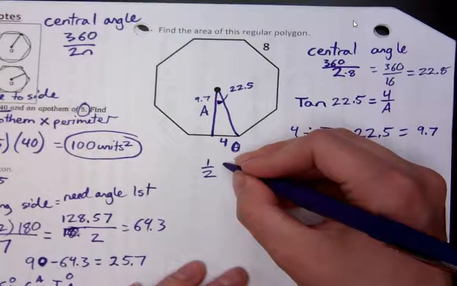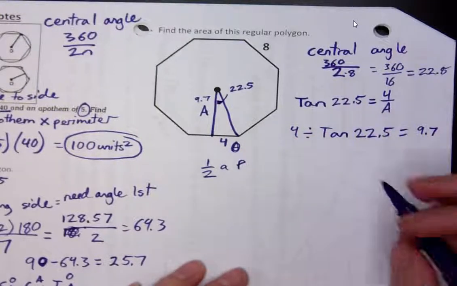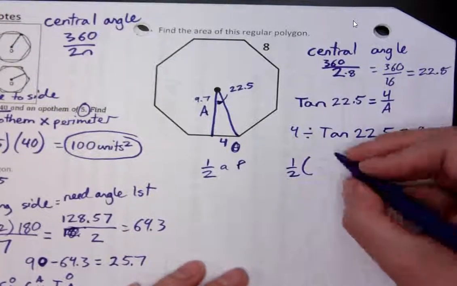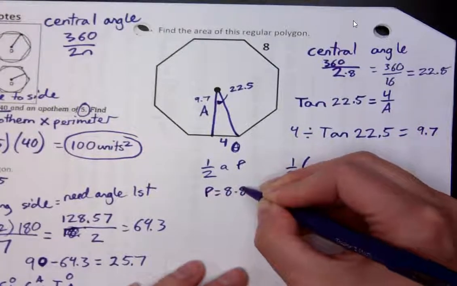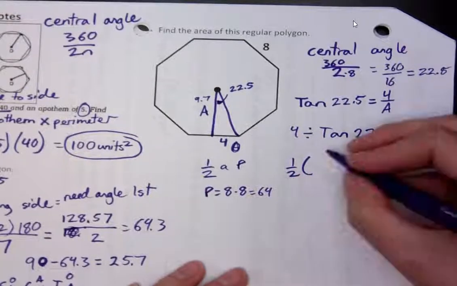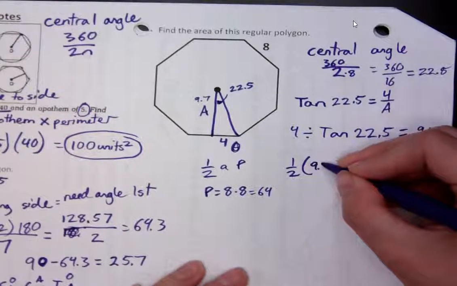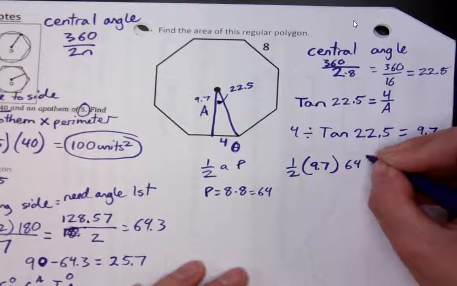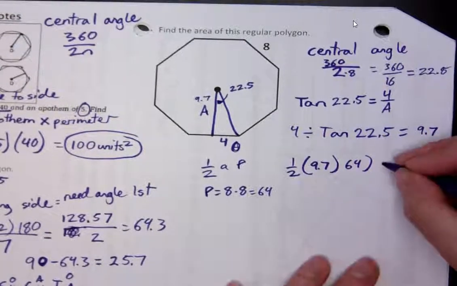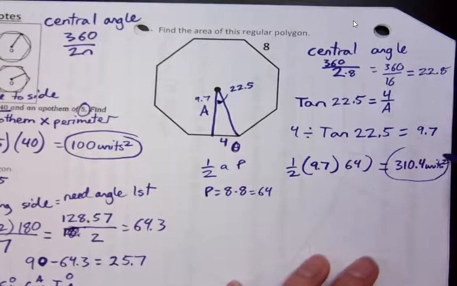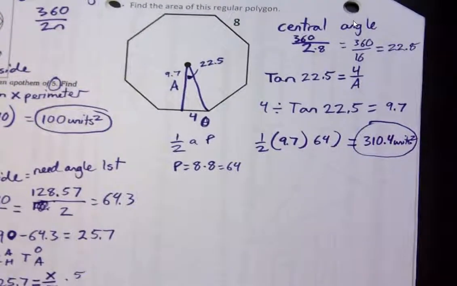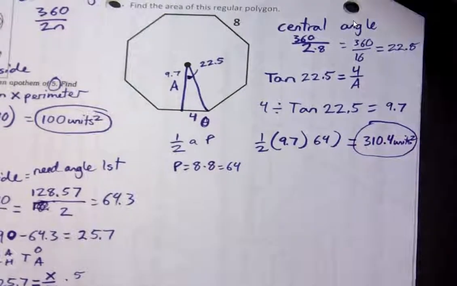And now I need the perimeter. It's 64. How do we get 64? 8 times 8, which is 64. So 9.7 times 64 divided by 2 comes out as... 310.4. Yeah, 310.4. Alright, was that better? Starting to make a little more sense.